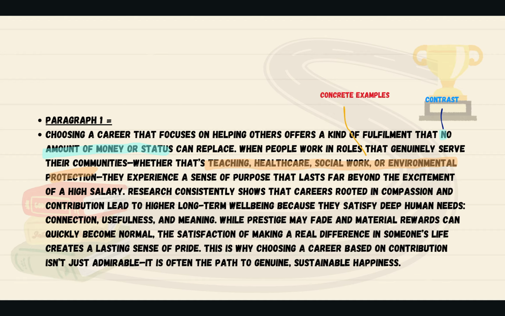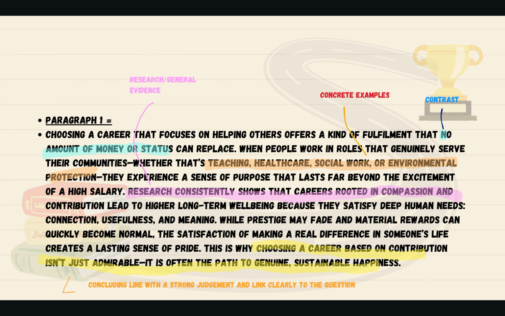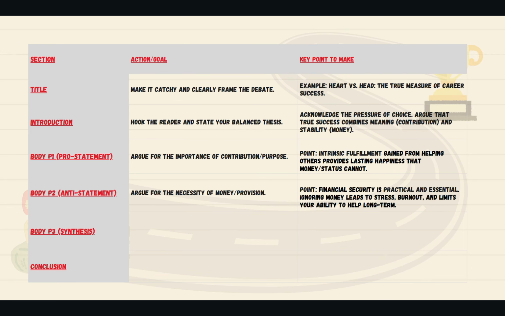The orange quotes here are concrete examples of what I'm talking about in the paragraph. And the pink quote here shows we are using research and general evidence to back up our point. The yellow quote shows we are using a concluding line with a strong judgment, and we're clearly linking back to the question here. Next paragraph is where we argue for the necessity of money and provision.